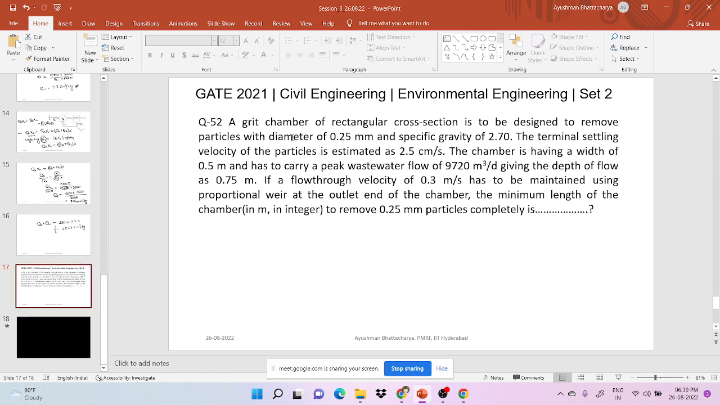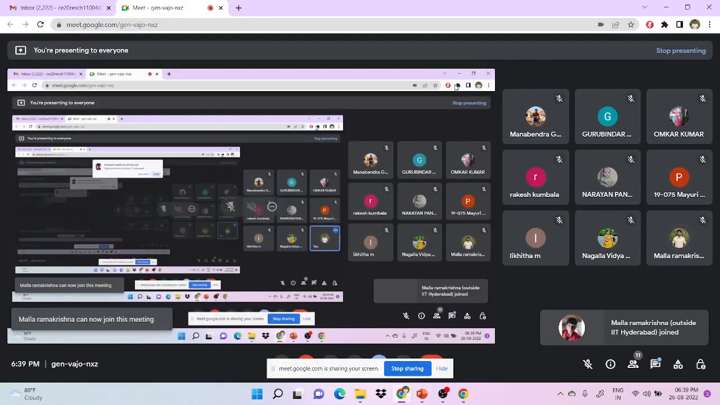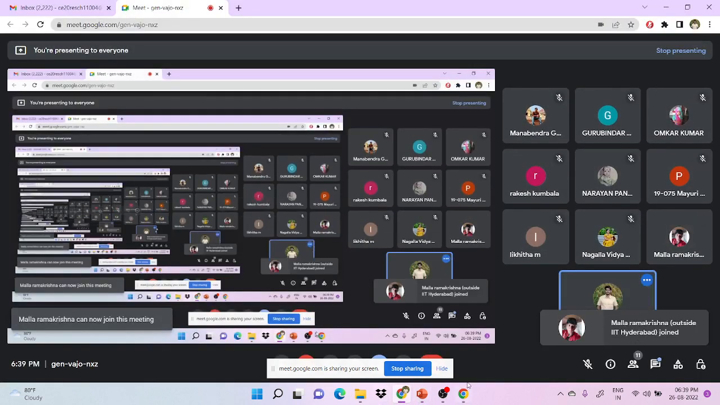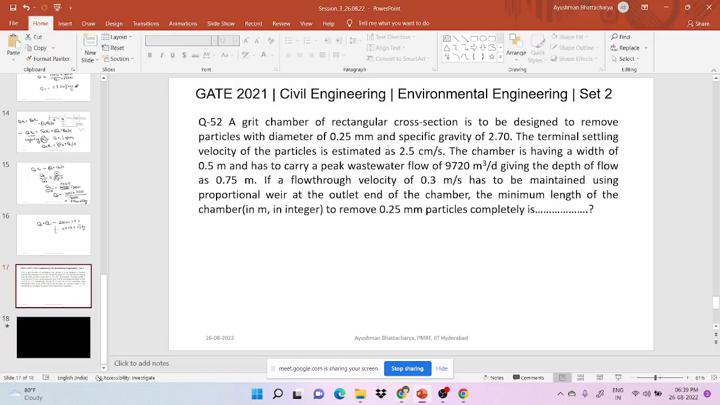A grit chamber of 1 meter cross section is to be designed to remove the particles with diameter of 0.25 mm. Just hold for a minute.